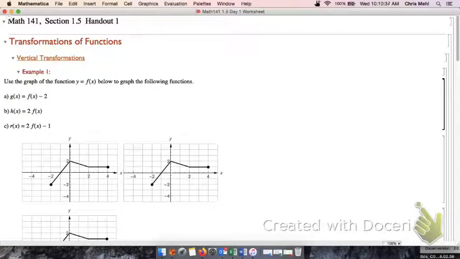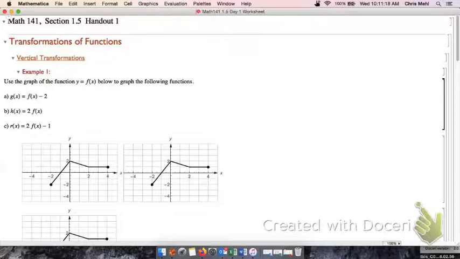Alright, hello everybody. Today I'm going to be making two videos. The first is going to be to finish the first handout from section 1.5, talking about transformations of functions and just talking about the vertical transformations separately from the horizontal transformations. In my second video that I'll be making today, we will be combining those transformations together and basically performing both vertical and horizontal transformations simultaneously.